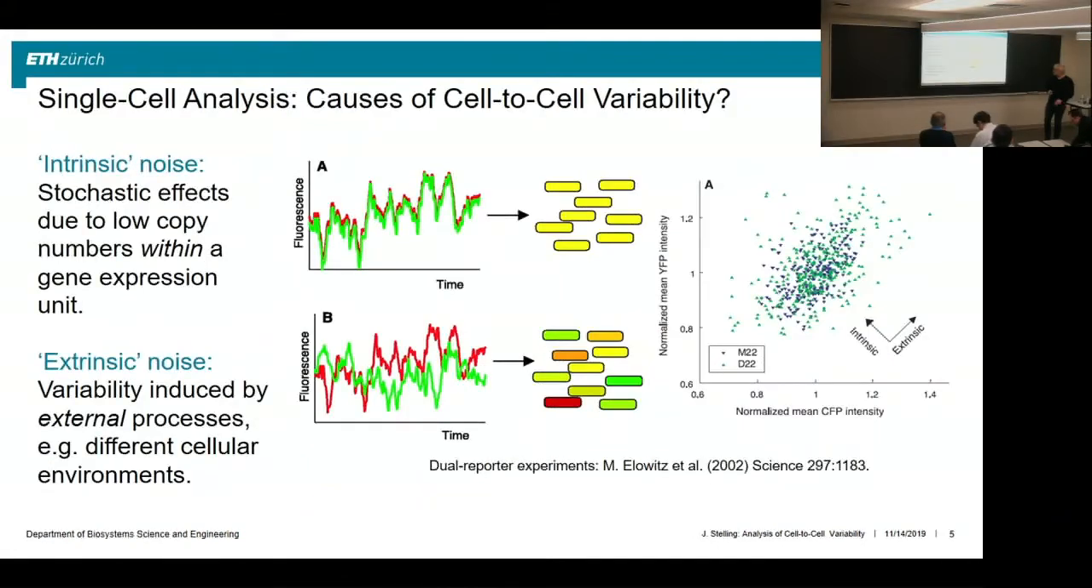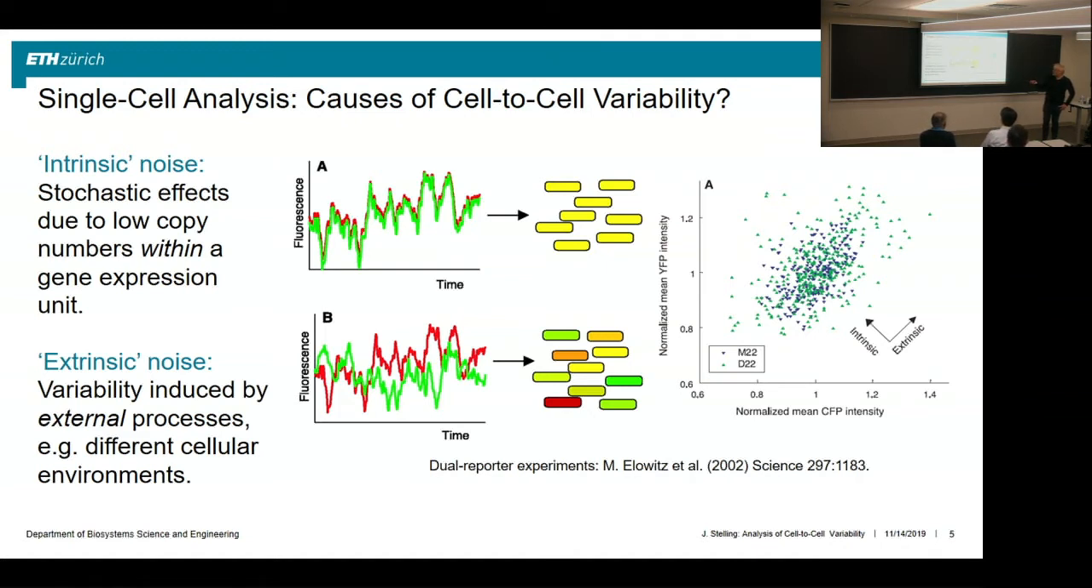So let me go back to the classical experiments by Elowitz and Leibler from 2000 here. What they did, they just took a bacterial strain, putting in two genes, one encoding for a red protein, another one for a green protein, and imaged these two fluorescences over time. And then they came up with this scheme here, that they divided the noise, the variation over time, into an intrinsic component, which is intrinsic to this one gene of interest. And you see it essentially here.